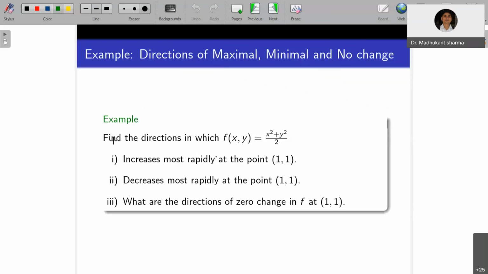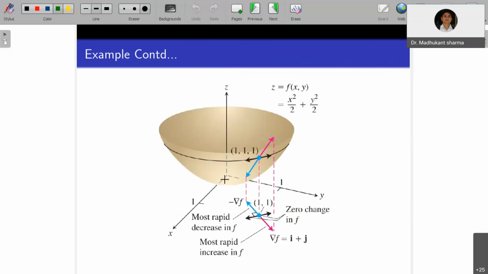So the example is you have to identify the directions in which the function f of x comma y equals this, the definition of the function, increases most rapidly at the point 1 comma 1 and decreases most rapidly at the point this and this. So I have a figure of this surface f of x y equals x square plus y square by 2. Okay, so it's going to be a circular bowl, and in the xy plane it's a circle.